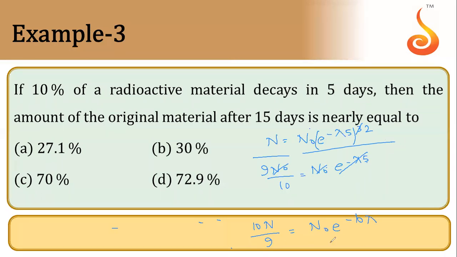Now we are supposed to solve this equation, and on solving this one, you will get n is equal to 0.729 into n naught. So our option will come as option D.